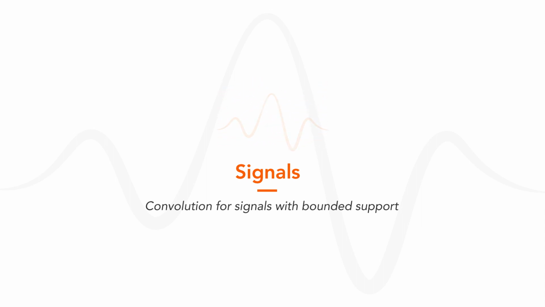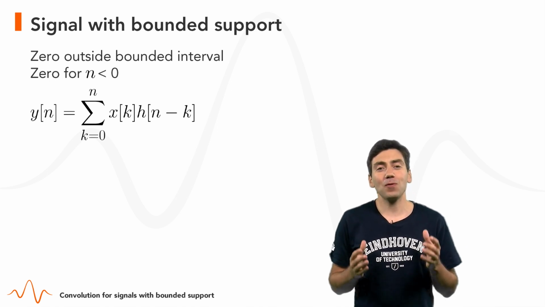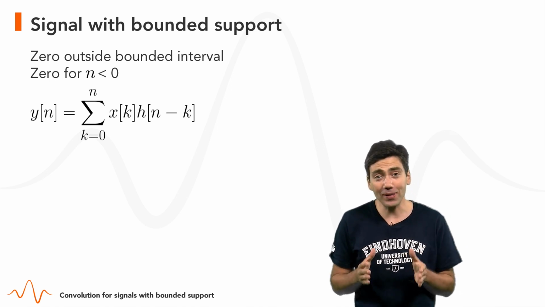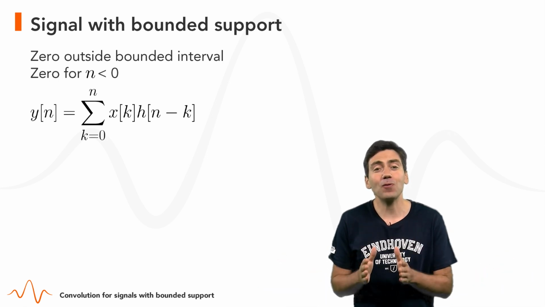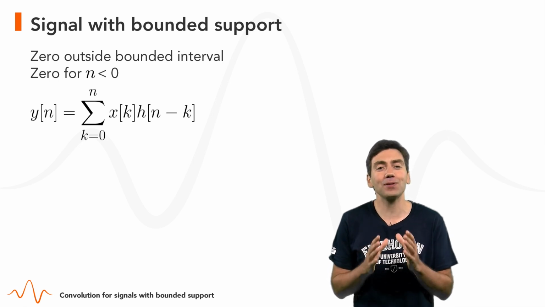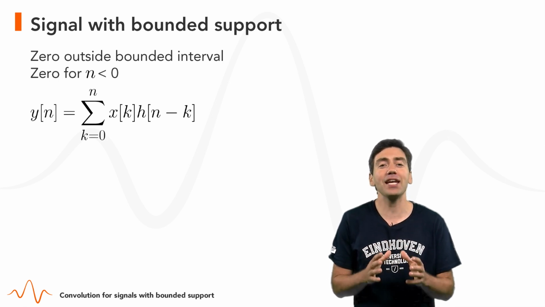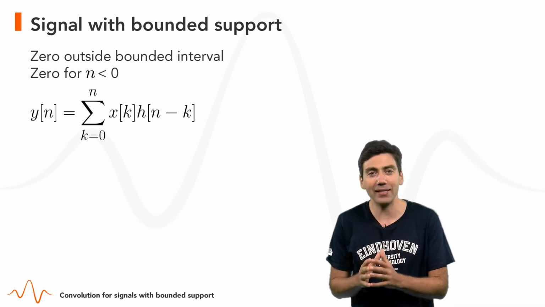We start by illustrating convolution for signals that have a bounded support. That means that they are 0 outside a bounded interval, and they're also 0 for negative n. We know that in this case the formula simplifies to the summation from k equals 0 until n of x of k times h of n minus k.